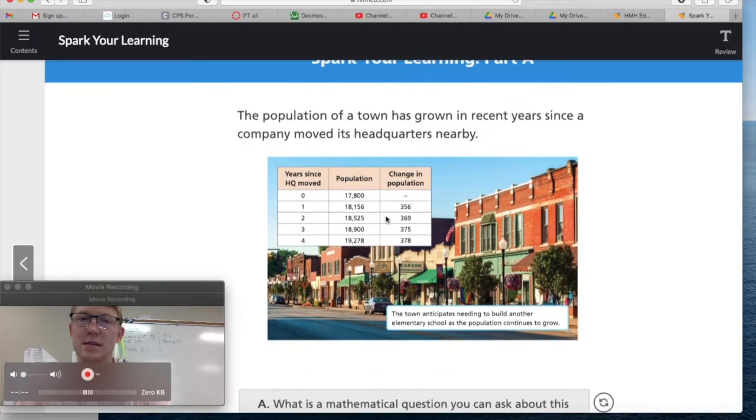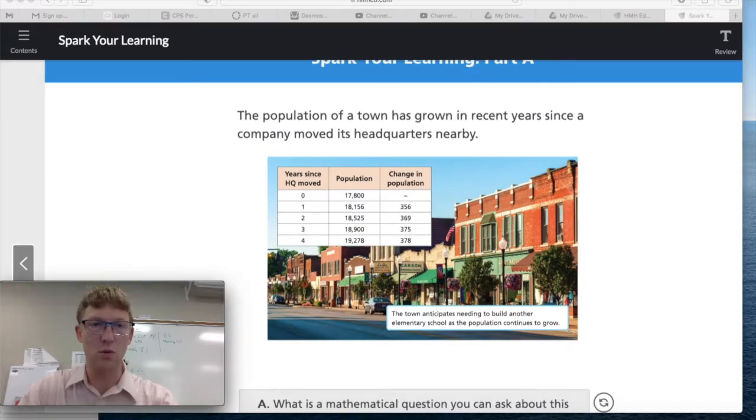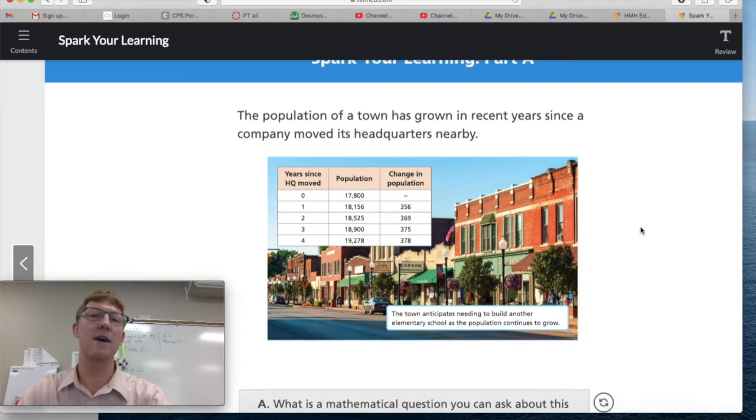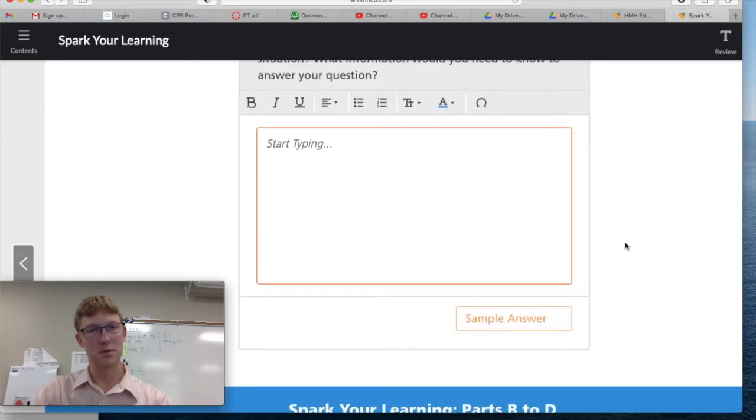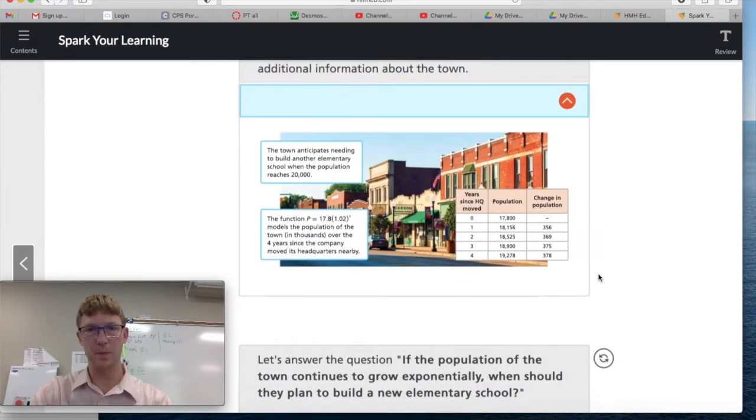You can ask, is there a trend? Is there a mathematical way to predict, and how fast is it growing? How fast will it continue to grow? All these are great questions that a formula would answer. So down here, it does give us a formula. Function P models the population of the town in thousands over 4 years since the company moved its headquarters.